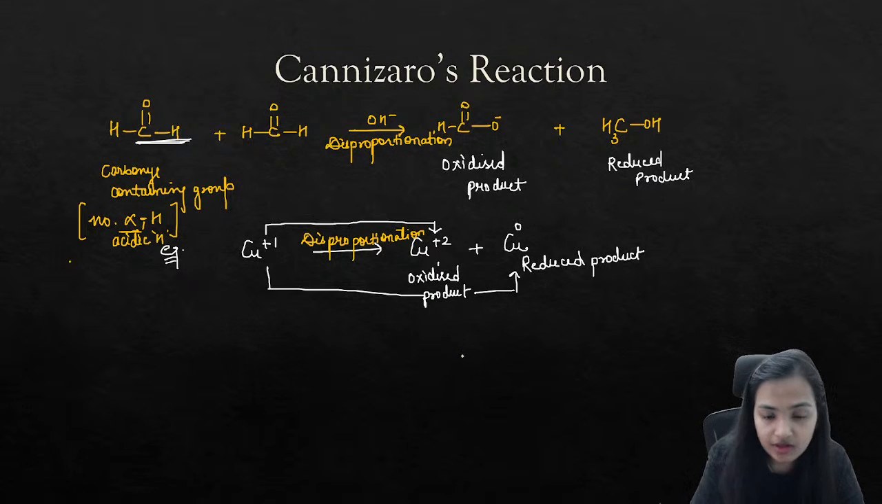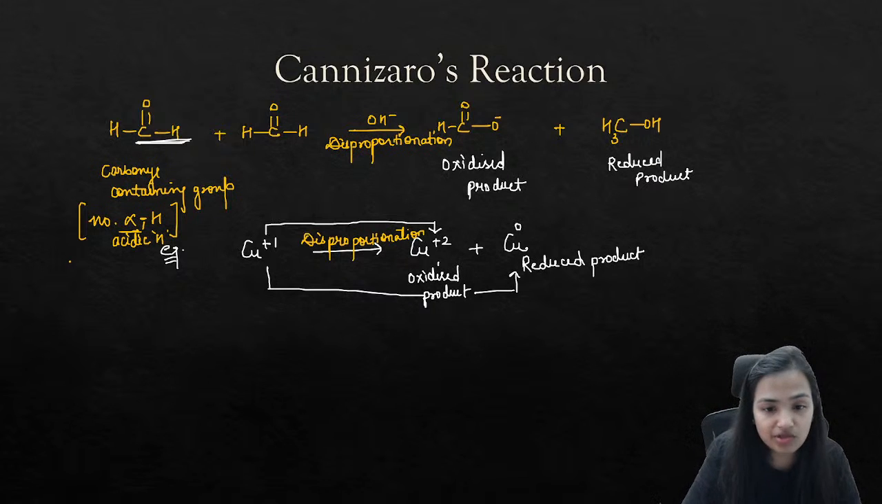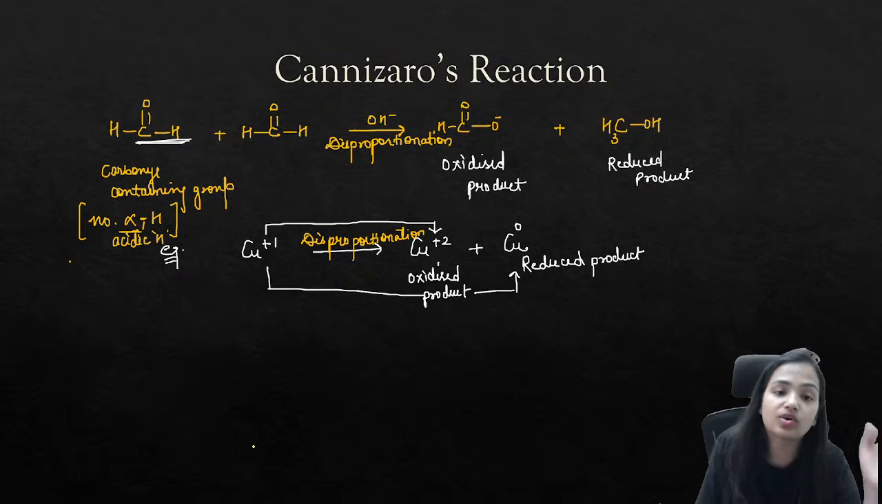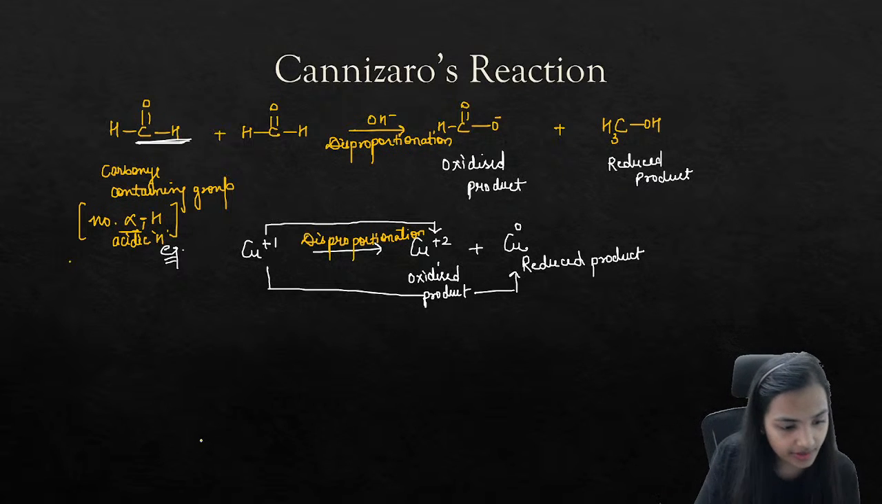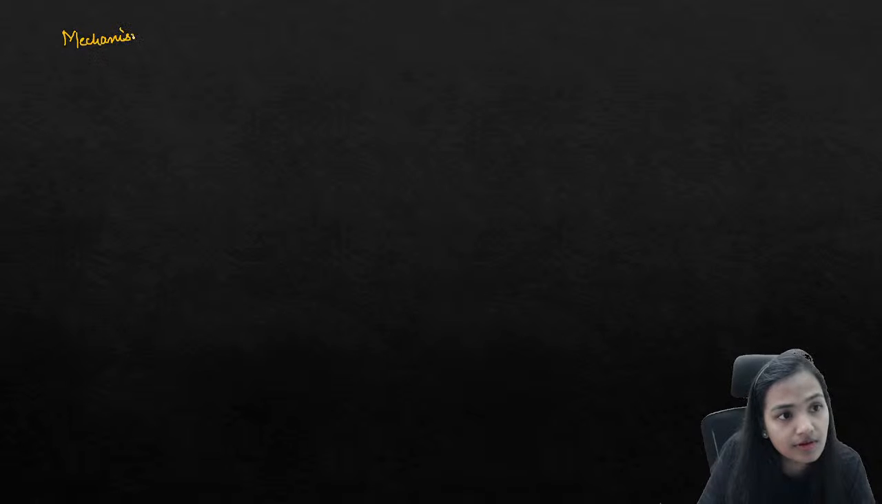Let's go. So now I will take an example to make you understand what actually happens in the case of the Cannizzaro reaction, and what the mechanism would be, how this mechanism occurs, that we get the two products. Let's move to the next slide. Mechanism of Cannizzaro reaction.